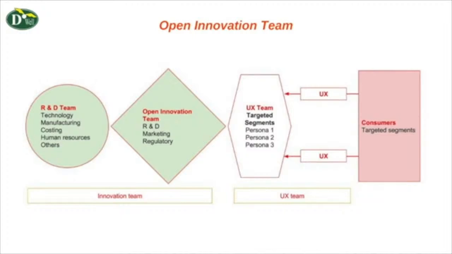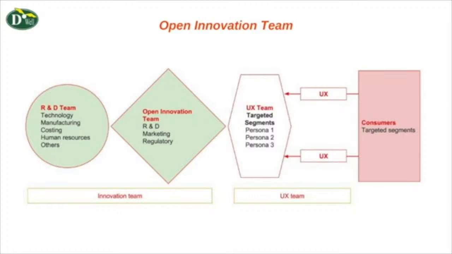Then the UX team will do the personas and research in the targeted segment. They will collect UX from the targeted segment according to the design of the research. So basically there's an innovation team and a UX team. They combine together and work on this project.